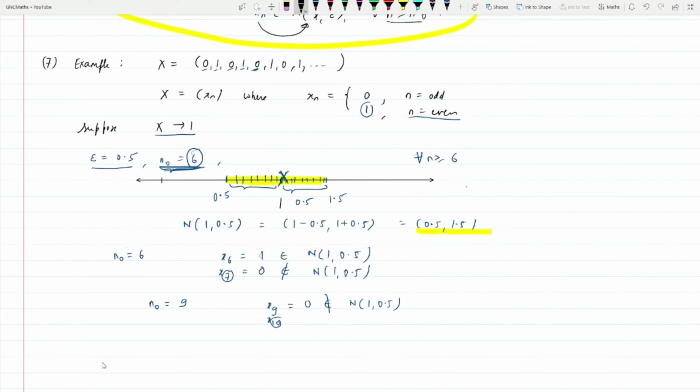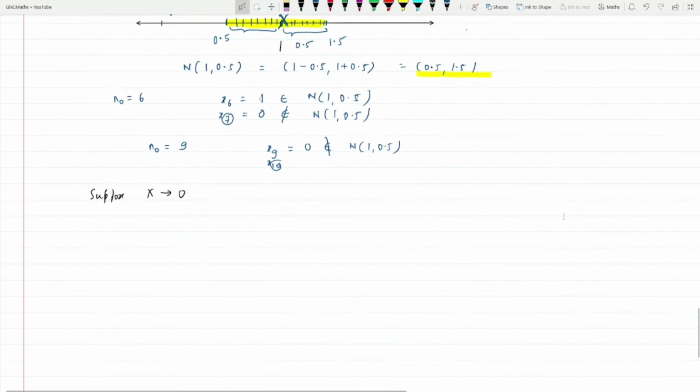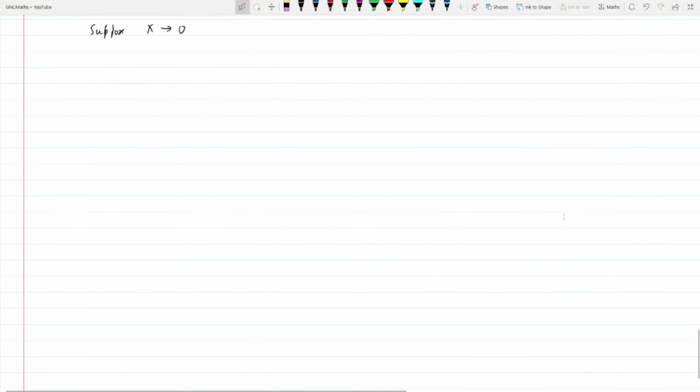And on similar arguments you can also show that suppose x converges to 0, this particular argument is not going to hold. Later on it can also be shown that the sequence in example 7 is not convergent, as you can see that the sequence terms are oscillating between two values 0 and 1. So it does not move towards a specific value for higher and higher values of n.